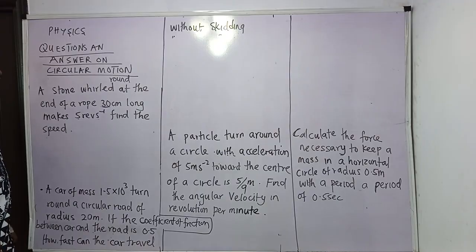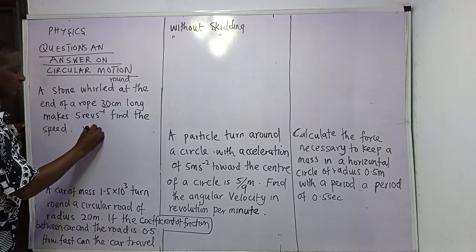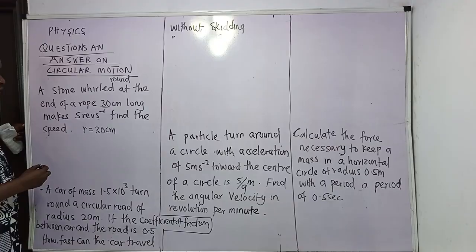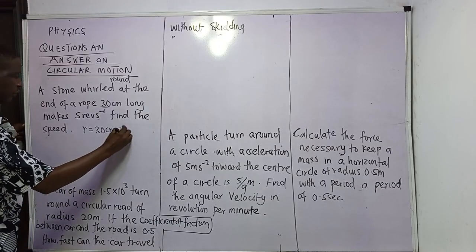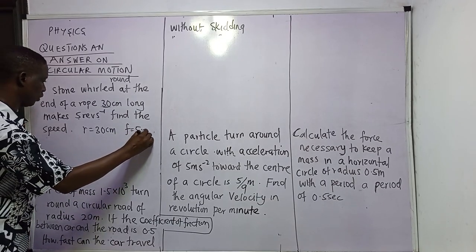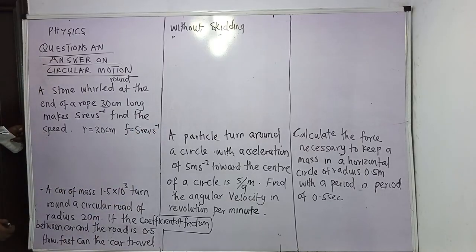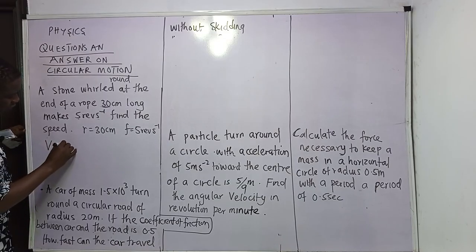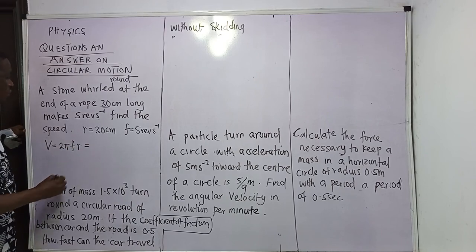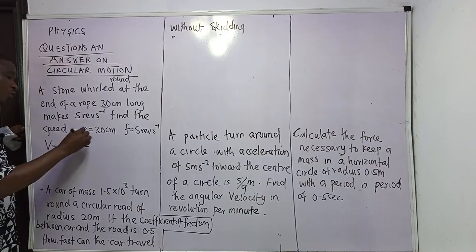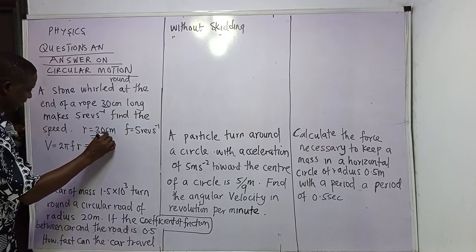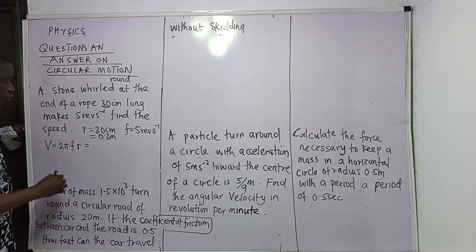A stone is whirled round at the end of a rope, radius what? 30 centimeter, because they say 30 centimeter long. Next, 5 revolutions. The frequency is given as 5 revolutions per second. So find the speed. Remember, velocity is equal to 2 pi f r. I give you this formula. To convert this to meter, you are going to have it as 0.3 meter.